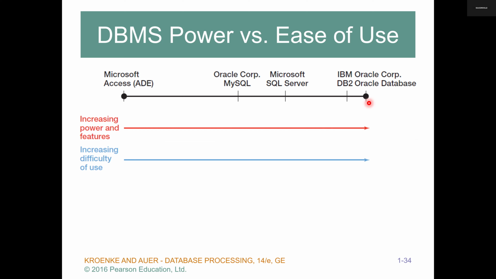Then in terms of difficulty of usage, you see that MS Access is lowest, but it's much easier to use than Oracle. If they open an Oracle database right now for you, you'll be confused. These are the measuring factors: we are measuring them based on power and ease of use.